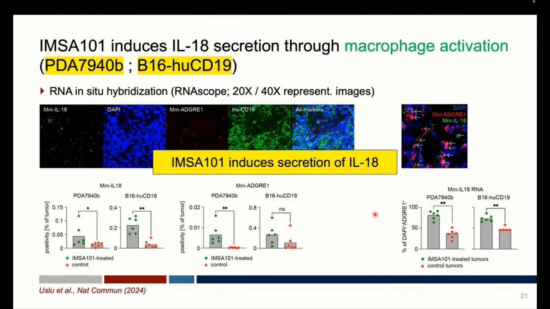So based on this data, we could basically conclude that the STING agonist induces a secretion of IL-18, which we could show basically in RNA scope, in Luminex cytokine data, as well as the transcriptomics data of the pathway analysis.